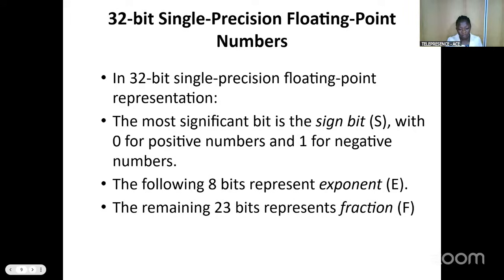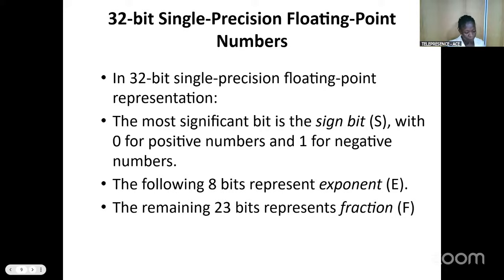And for the following 8 bits that will follow it, they represent the exponent. The remaining 23 bits make up the fraction, so 1 plus 8 plus 23 makes 32 bits. So it's a whole long string of 32 bits. The first one is the most significant one, the next 8 are the exponent, while the remaining 23 bits represent the fraction.